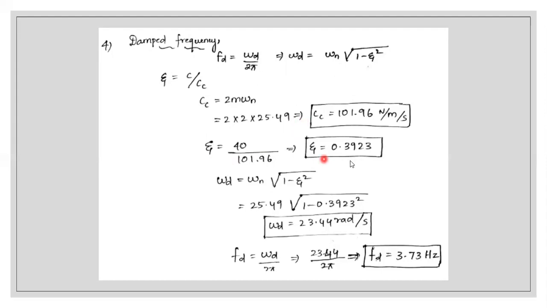So eta we'll be getting a value of 0.39. So just substitute the eta value in omega d. Omega d is equal to omega n root of 1 minus eta square. So omega n and eta we know, so we'll be getting the omega d value. So once omega d is known, it's easy to determine the damped frequency, right? Damped frequency is equal to omega d by 2 pi. So substitute the value and determine the damped frequency. So we have done two basic problems.